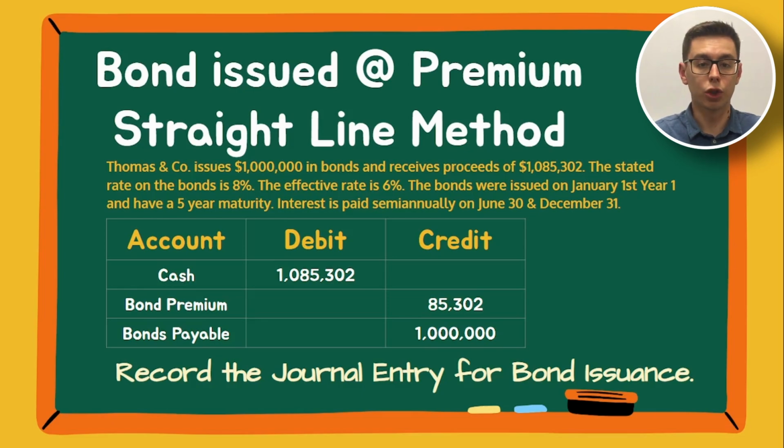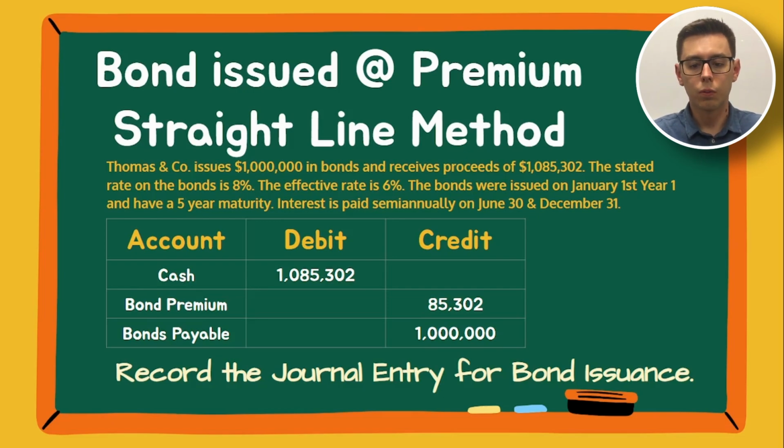This is kind of like the example we looked at the beginning with Tim. The stated rate is 8% here, which is more than the effective rate of 6%. This means that we will have a premium. The other obvious sign that we have a premium as well is that we received more than the face value. If we received less, that would be a discount. And then if the stated rate was less than the effective rate, then we'd have a discount.